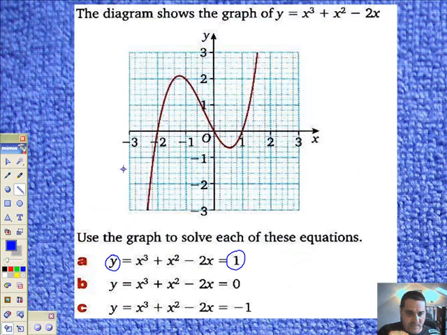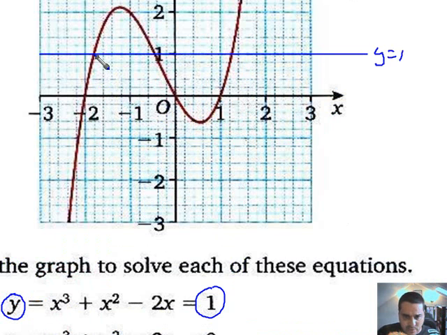Now this is a good one. I'll tell you why it's a good one. Because it's going to cut this graph in 3 places, and therefore there are 3 solutions. Alright? So let's just write them all down here. Let's start with this one right here.